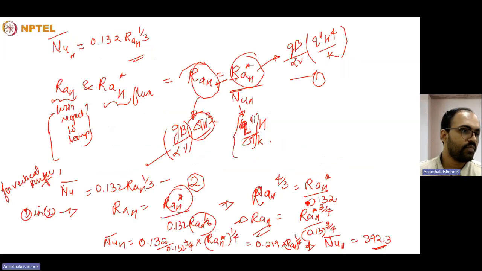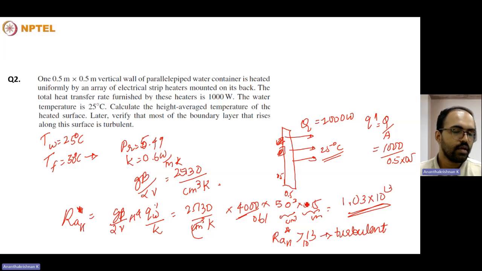So in this problem, we have calculated the value of the surface temperature. We need to determine the value of the Nusselt number, and take the right correlation between Nusselt number and the Rayleigh number to get the value of the temperature of the surface.